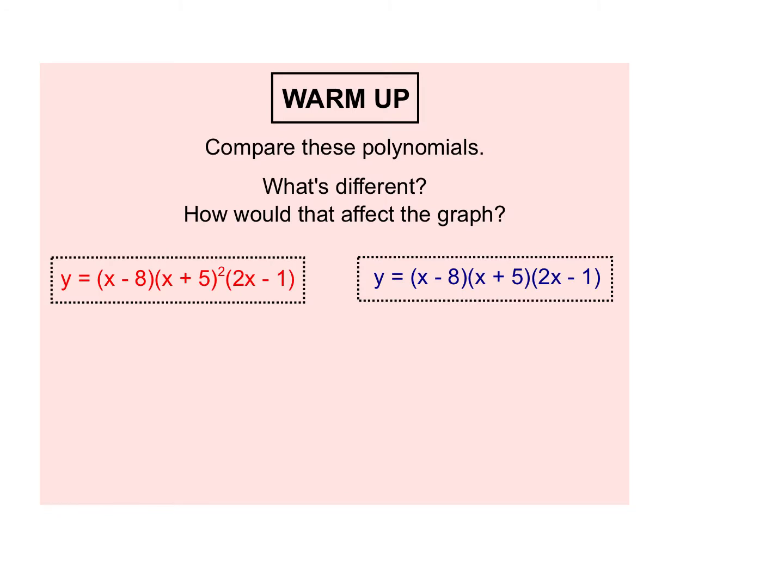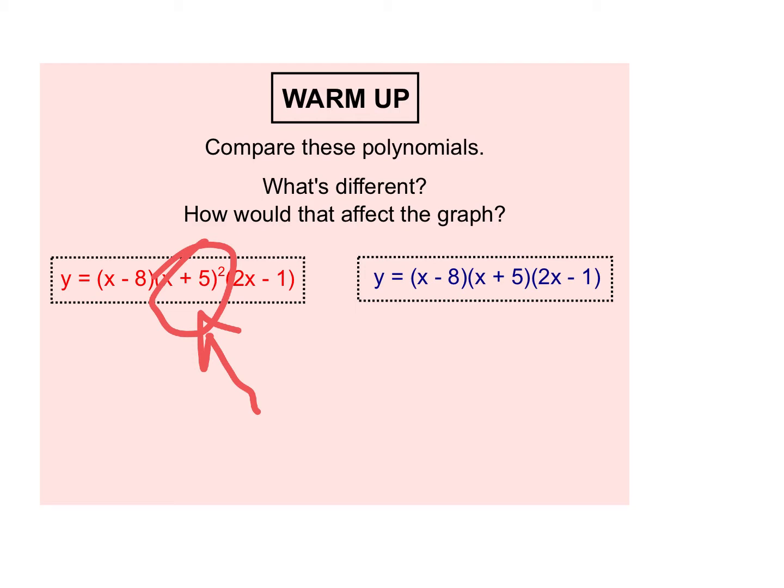So for today, would you compare these two polynomials? One of them has, well, it looks like they're very similar. What is different about it? What do you see? The third factor has a square. And do you know what that would be called? The squared would make a what in the graph?